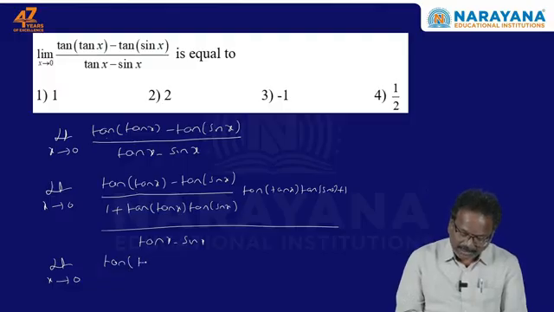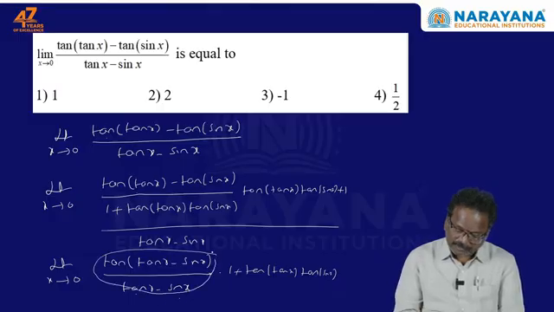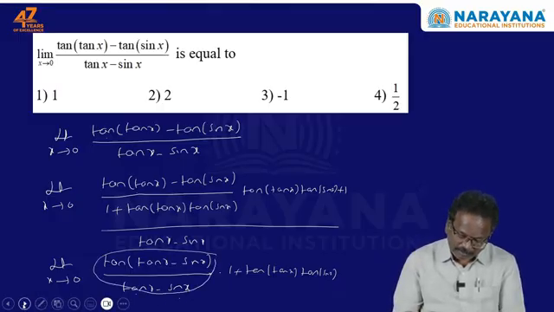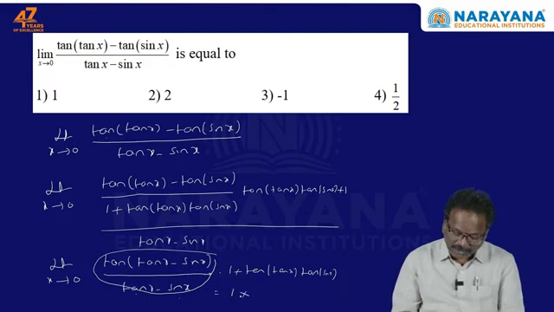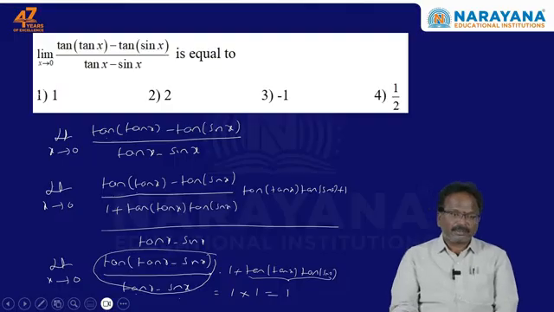A minus B, where A is tan x and B is sin x, so tan(tan x minus sin x) by tan x minus sin x, into 1 plus tan(tan x) into tan(sin x). Tan(tan x minus sin x) by tan x minus sin x is in the form of tan theta by theta. Therefore, this value is 1. And if x is 0, the other factor will be 0, so 1 into 1 is 1. So the limit value is 1 only. The first option is the correct one.